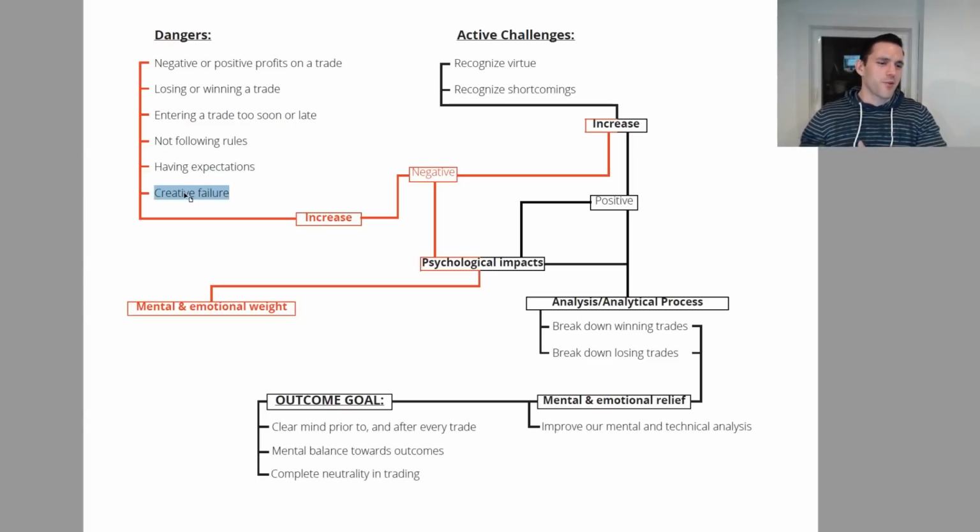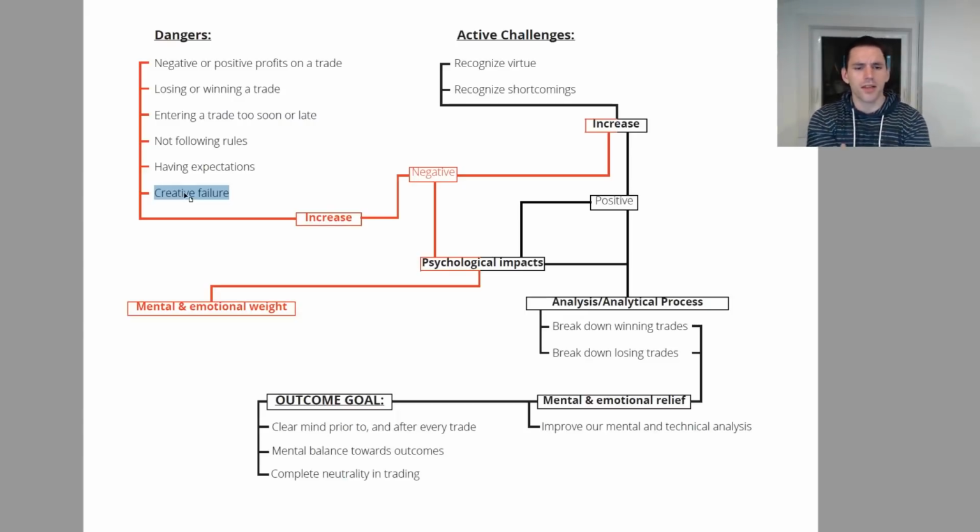And then creative failure. What creative failure is, is the failure of your charts not working out. So the creative process of doing the technicals. So you've done the technicals and they didn't work out for some reason, because you missed a level, or the trade didn't work out in some way or another, but for some reason your technicals failed you. That also creates mental and emotional weight.